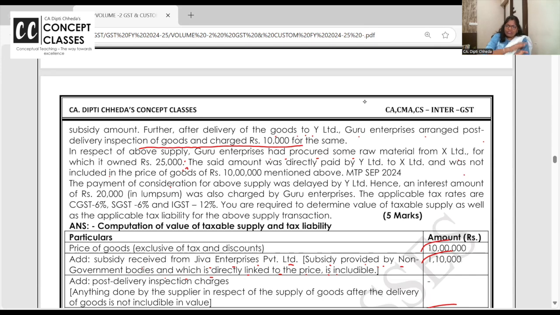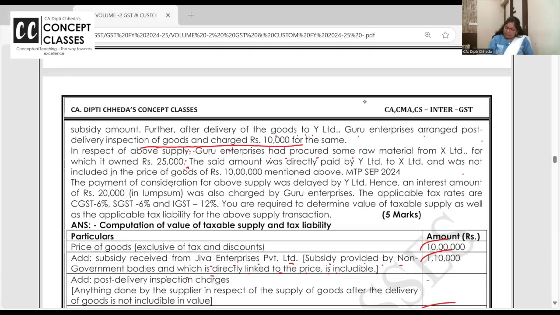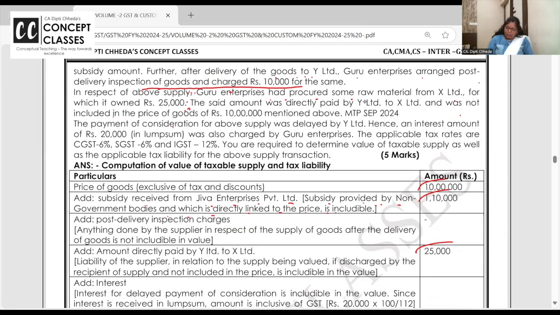I have to charge GST on the supply of goods to you. Once goods reach you, and after that there is an arrangement of post delivery inspection and all, you will not take it. Post delivery, anything done by supplier in respect of supply of goods after delivery is not to be included. In respect of the above supply, Guru Enterprises had procured some raw material from X Limited for which it owes 25,000.